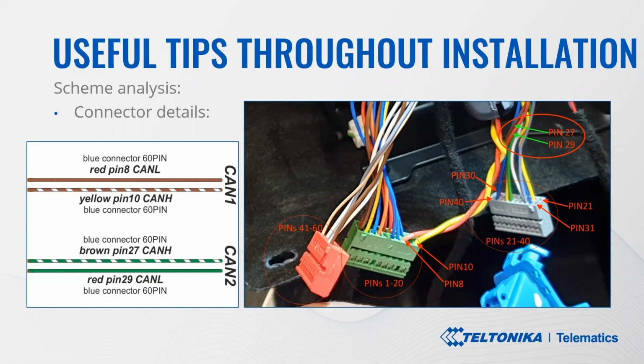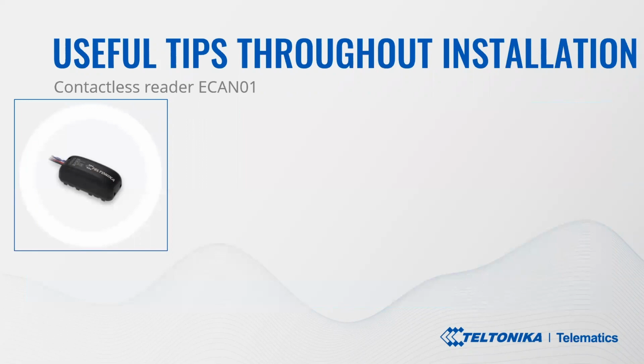Also, there may be occurrences where the connector type or the color may be different. However, if you are able to see a twisted pair, this will most likely identify the connection of the CAN line. In case you're not sure, of course, you can contact our support team or try connection using our eCAN contactless adapter. So I believe we can move on to the eCAN adapter.